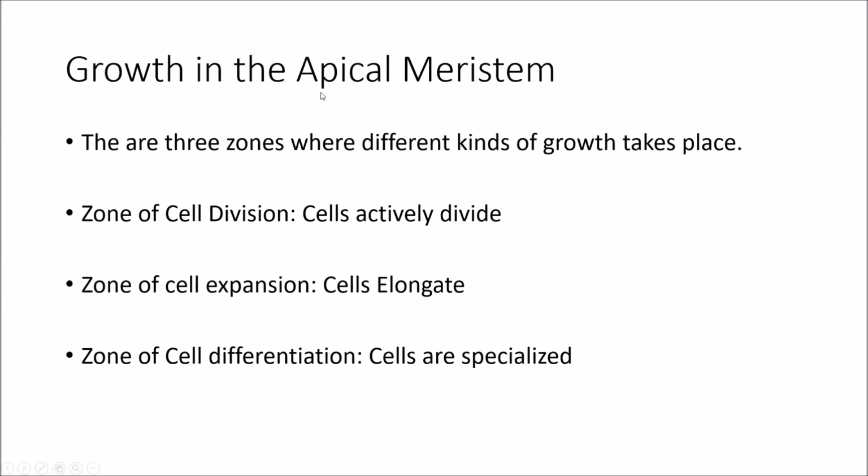All right, so when it comes to the apical meristem, which is a type of primary meristem, you're gonna find 3 different zones where different kinds of growth is going to take place, okay? This is basically just a breakdown of what we mean when we say growth inside a plant. In these different regions of the apical meristem, you're gonna have a zone of cell division. That's just where cells are increasing in number. You're gonna have cell expansion, which is where these cells are going to get longer.